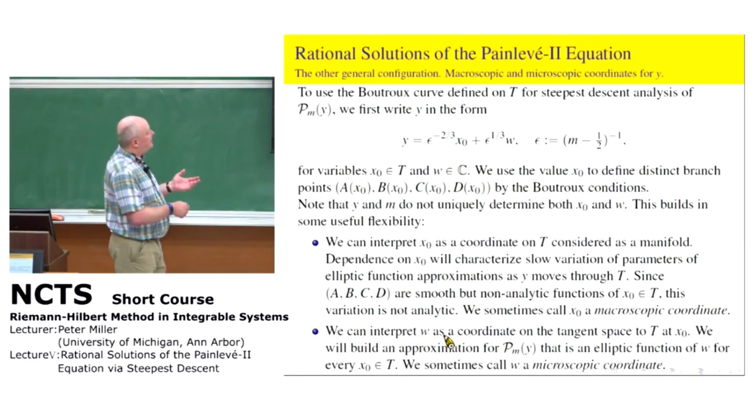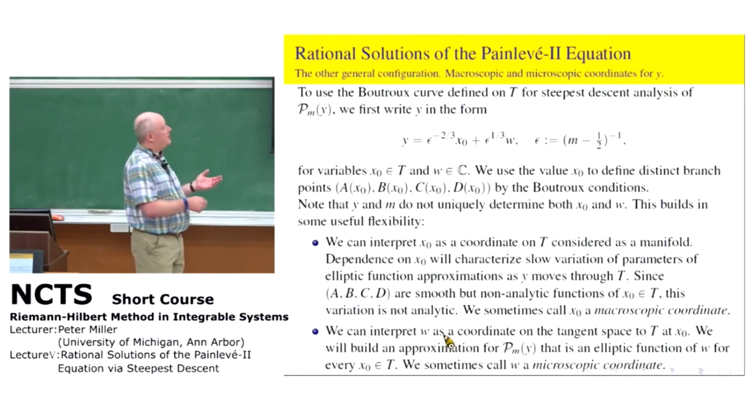So it turns out that these branching points A, B, C, and D are smooth, but they're non-analytic functions of x naught. So if we try to view P as a function of x naught, it's not an analytic function. Nonetheless, it's capturing the way that those parallelograms of the elliptic function are deforming as we move through the triangle.